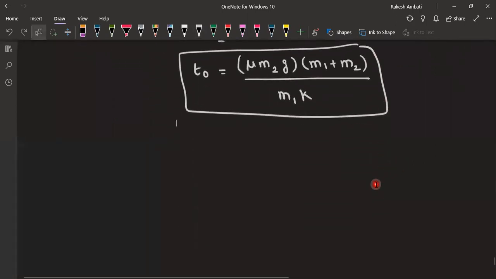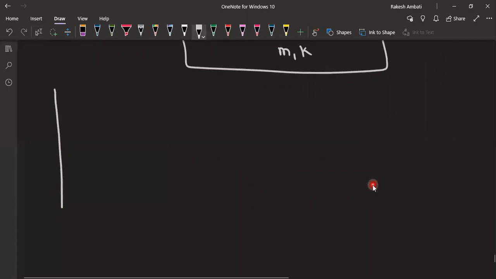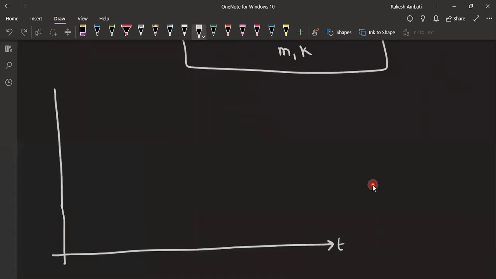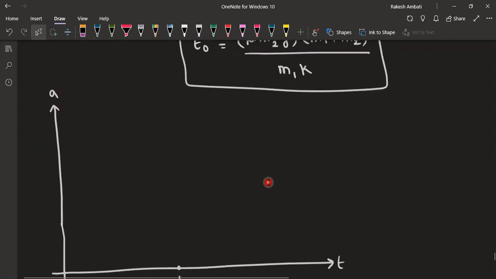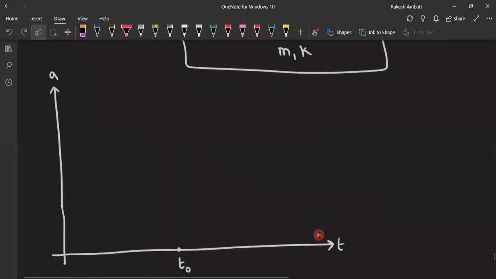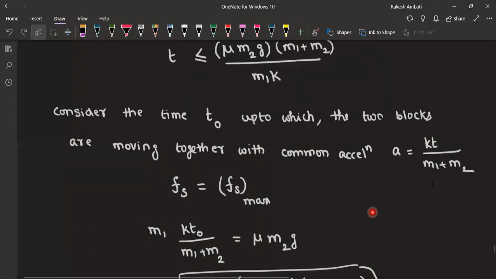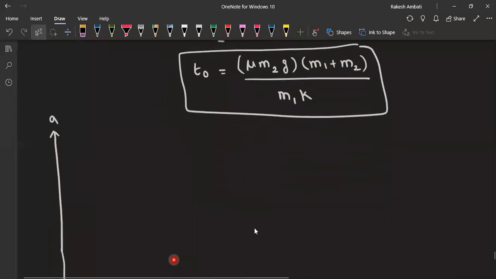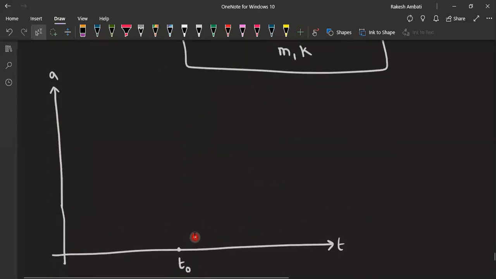So now I want to draw the graph. It is time and acceleration. Up to the time t naught, how are they moving? They are moving together with common acceleration. What is the common acceleration here? kt upon m1 plus m2. They are moving together, which means the first block and second block have the same acceleration.